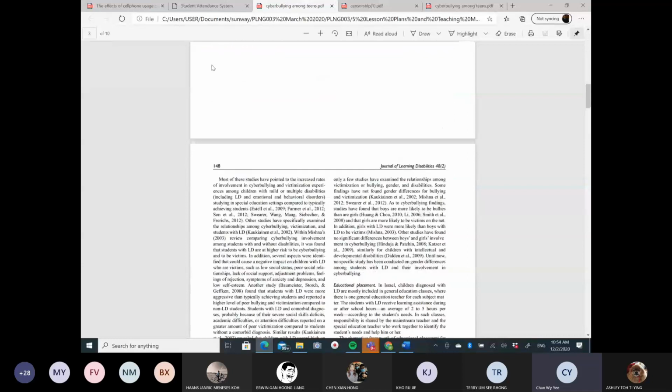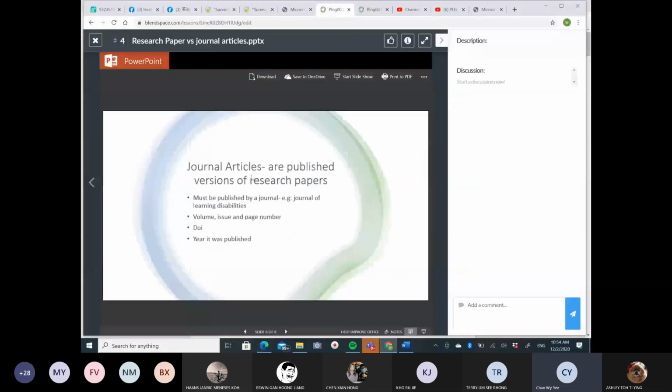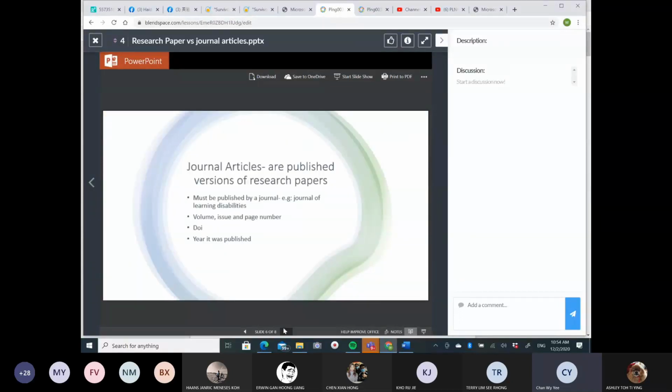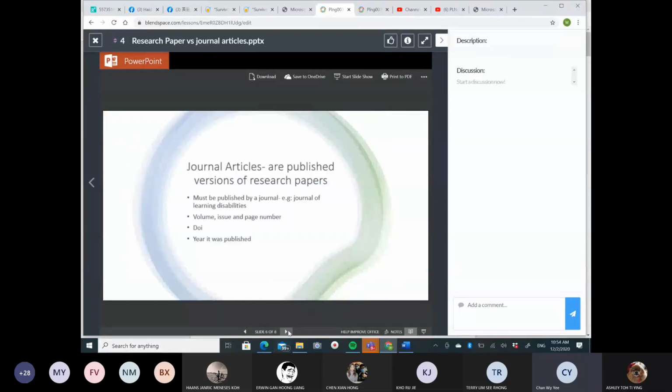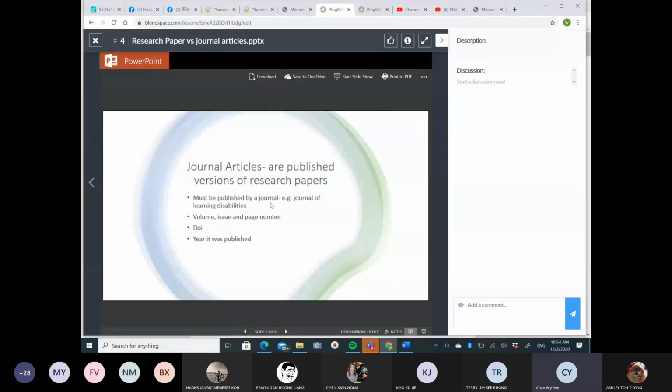So you need to be able to identify all these things in order to classify them as journal articles. Then sometimes they may have DOI, sometimes they may not. This is the DOI here. And then the year it was published, 2015. So there are a few things to identify journal articles. I repeat, the first one, it must be published by a journal. There must be volume, issue, and page number. There must be DOI, and there must be a year that it was published.